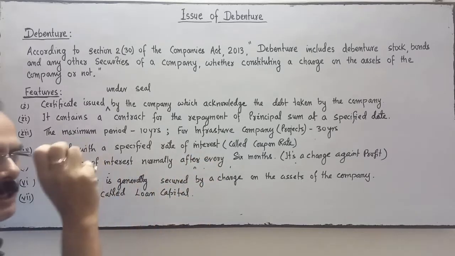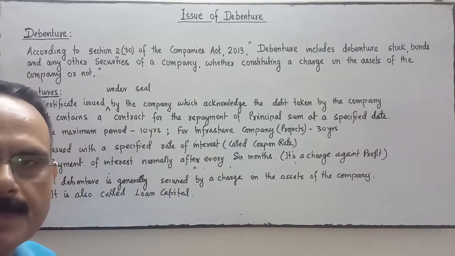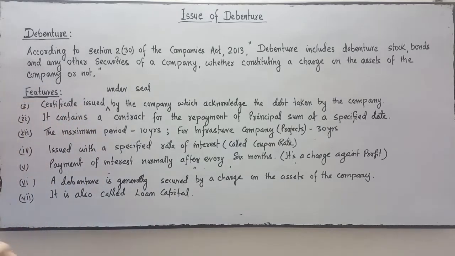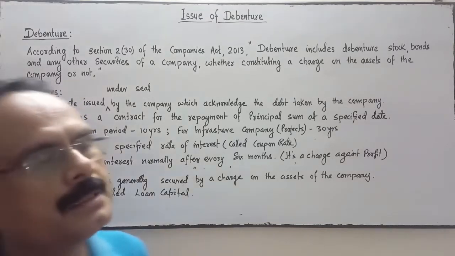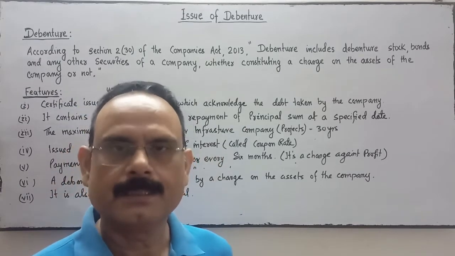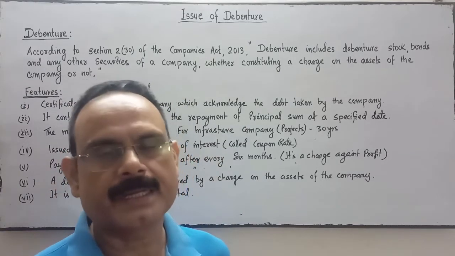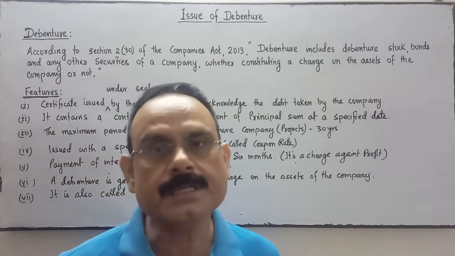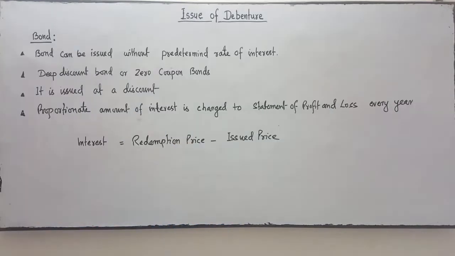Debenture is generally secured by a charge against the company assets, and it is called debt capital. It is called borrowed capital. It comes under the borrowed capital. It is a loan capital.